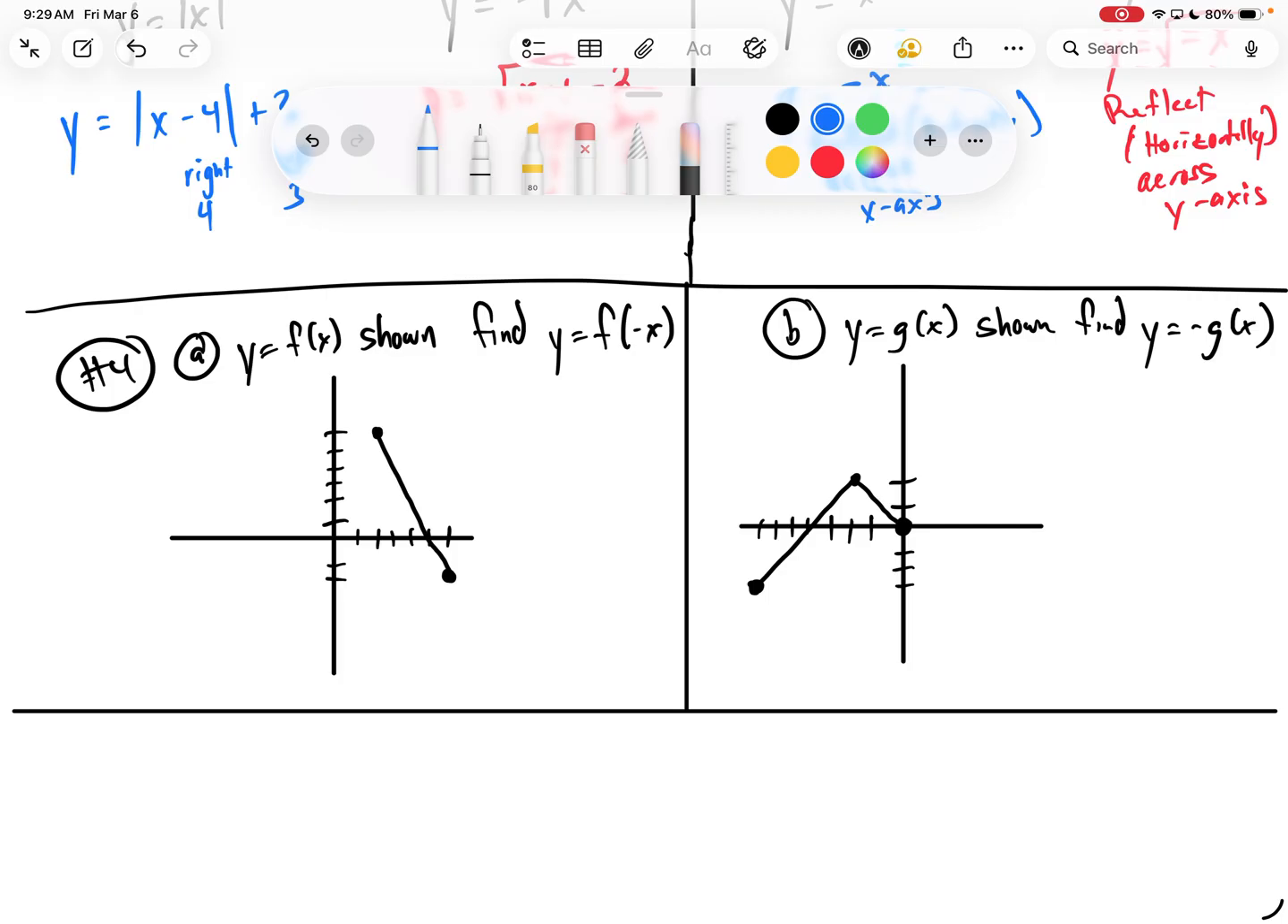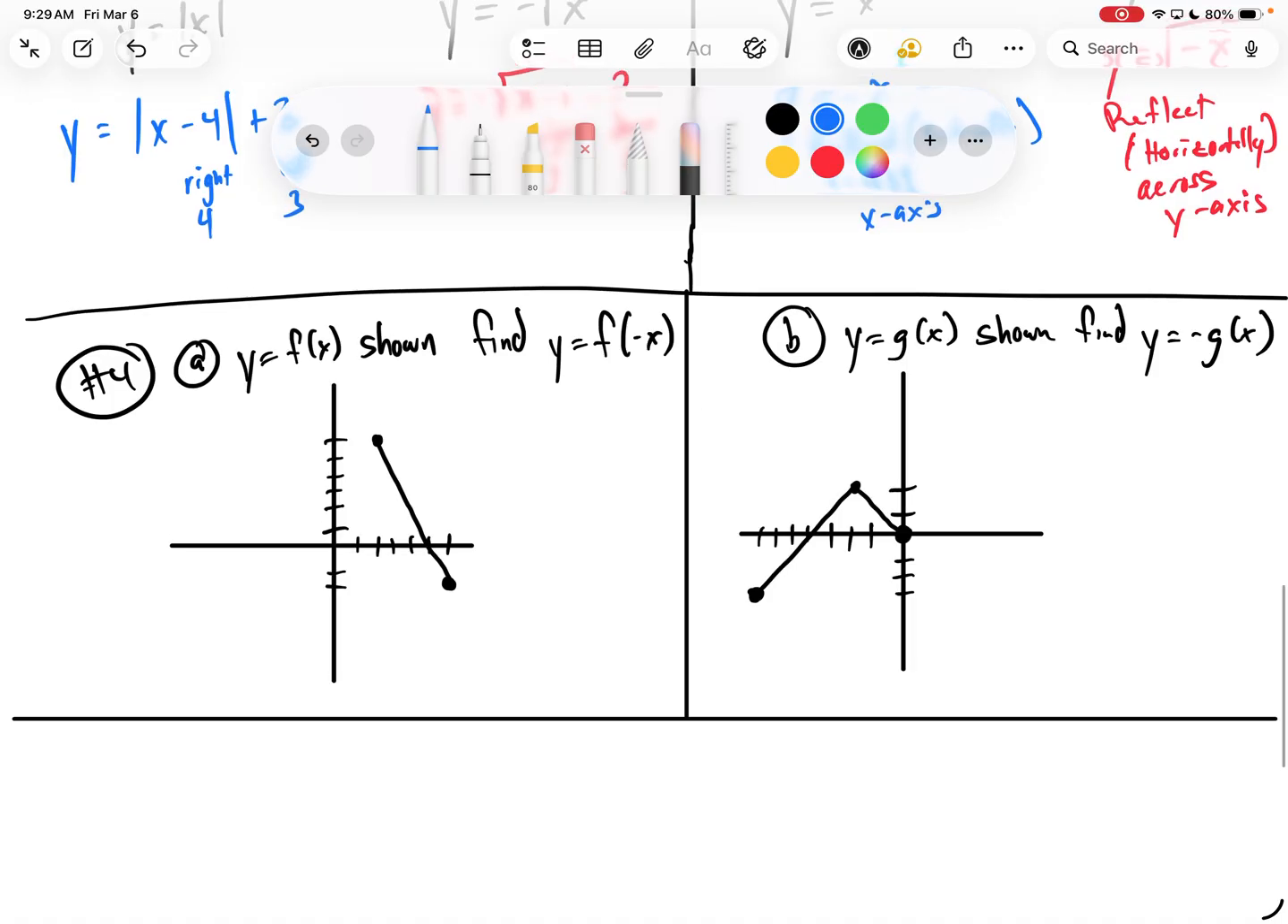All right, so part A, they give us one graph, and then they say find f of negative x. So the negative's on the inside, right? It's kind of clear that it's on the inside now. You kind of get that pattern. So on the inside, I'm thinking left and right. So we are going to technically reflect across the y-axis.